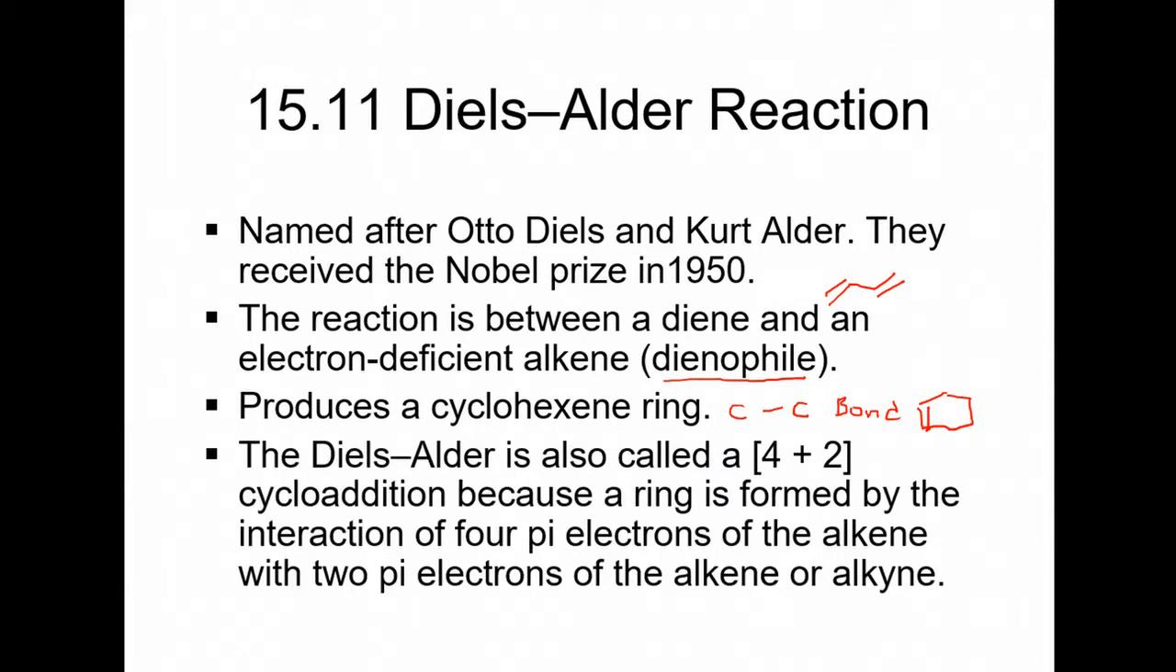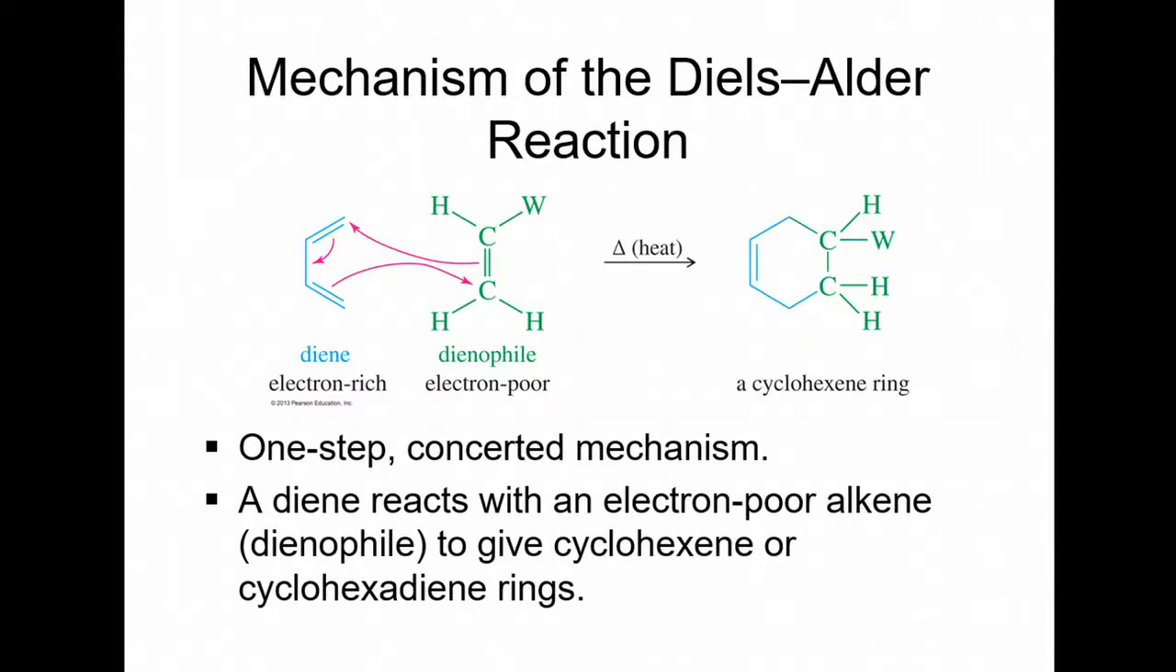The Diels-Alder is what's called a 4+2. The reason is because your diene always has 4 carbons, and your dienophile must have 2 carbons. So that's where your 6 is coming from, 4+2, your 6-membered ring. So it's a 4+2 reaction. You're adding 4 carbons onto 2 carbons for a 4+2 cycloaddition. Again, a ring is formed by the interaction of the 4 pi electrons of the diene with 2 pi electrons of the alkene or alkyne, depending on if your dienophile is an alkene or an alkyne.